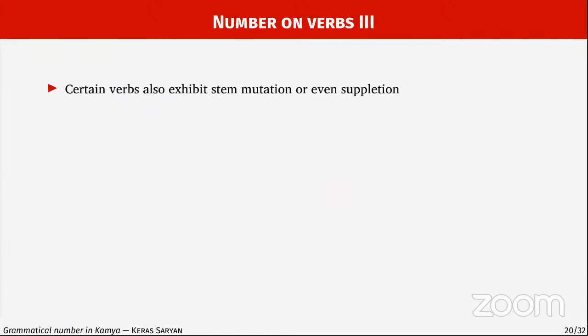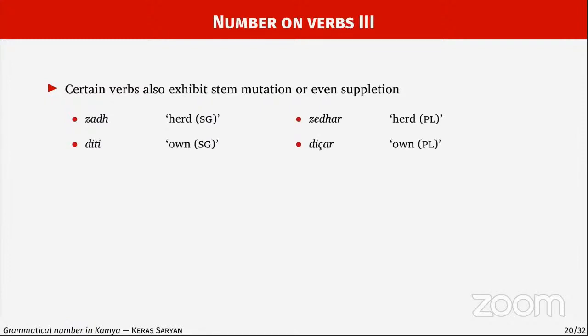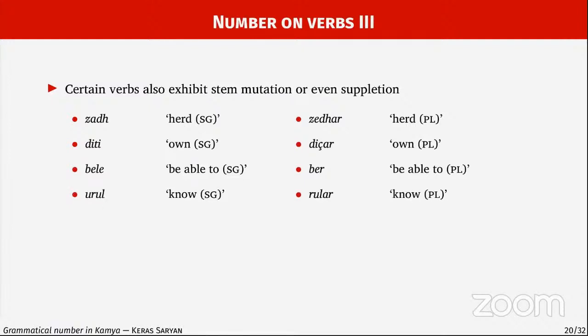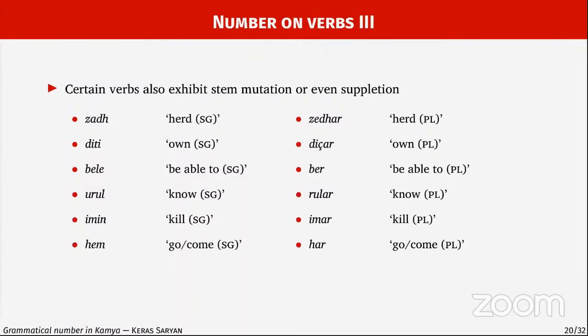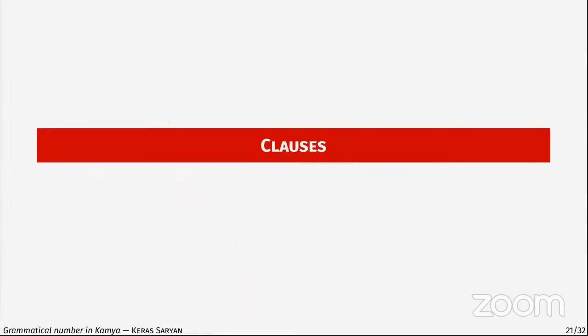And on top of this, there are certain verbs that also have some sort of stem mutation, or in rare cases, suppletion going on. So zav, zizar for heard, dit, dichar, own, bele, bir for be able to, urul, rular for now, imin, imar, kill, him, har, go or come, and im, liver for carry.